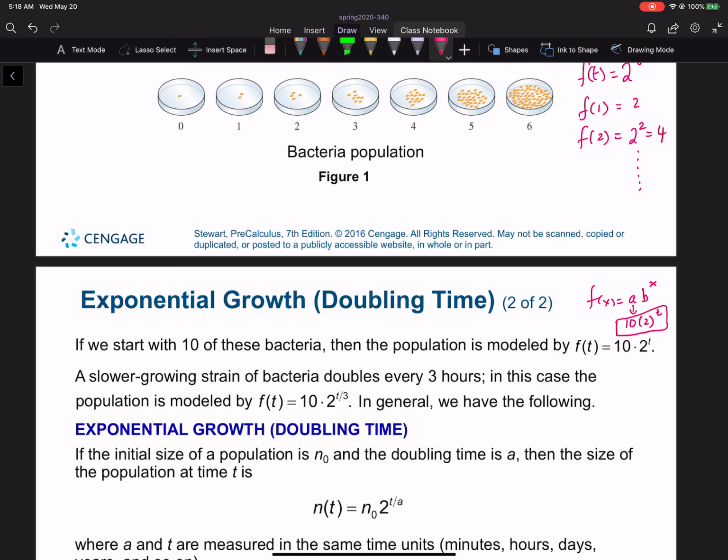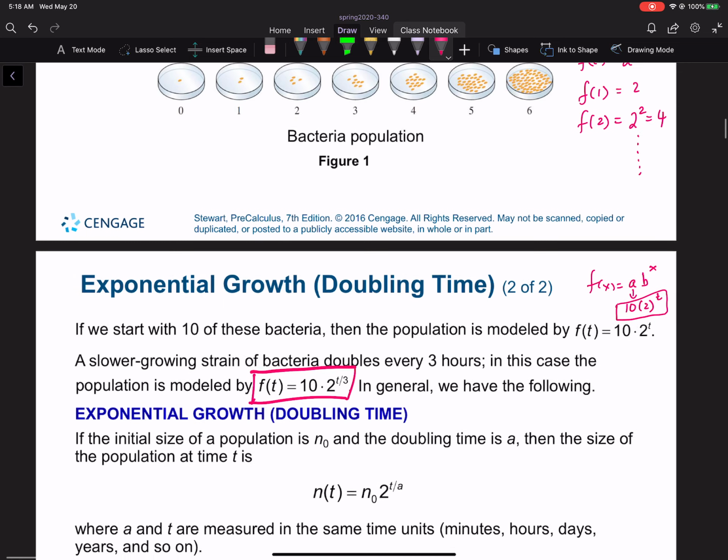It seems like I need to adjust the power to accommodate for how this is doubling every 3 hours. So in that case, this becomes the expression: 10, my initial amount, times that growth factor that I have, raised to t over 3, because we're saying that it will double after every 3 hours. So it has to be t divided by 3.